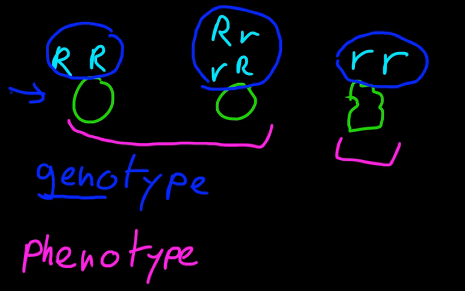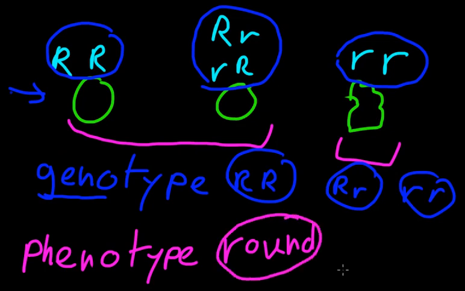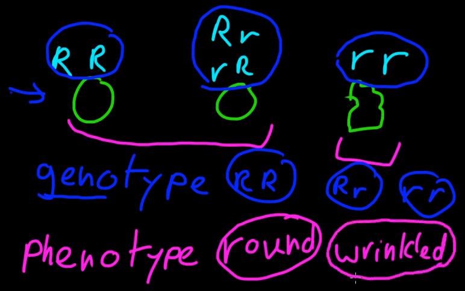So I'm going to show you very quickly. For the genotype, we're looking at basically the capital R, the smaller r, and the combination. So there are three of them. While phenotype is basically round and wrinkled. So two for phenotype, three for genotype. And I'll see you next time.